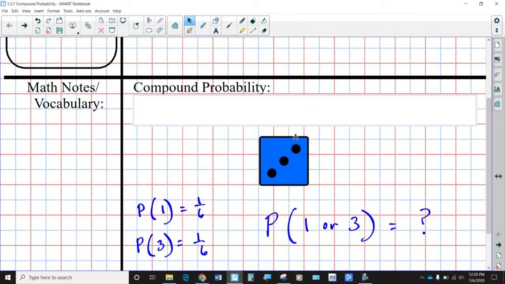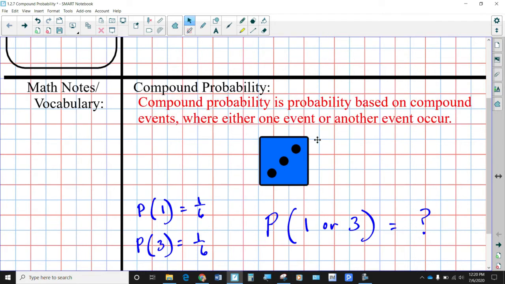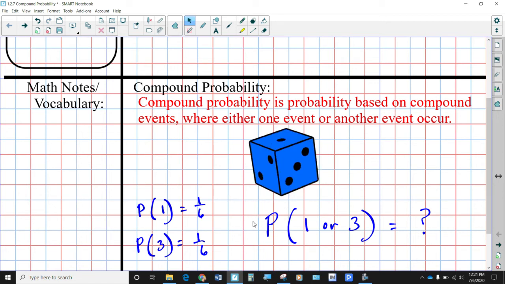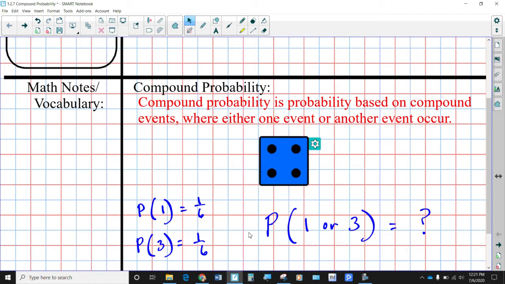And to define compound probability, there you go. Compound probability is probability based on compound events, more than one event, where either one event or another event could occur. So if you consider rolling the die, this is a 6-sided die. You roll it, you can get anything from 1 to 6, and you've got a 1/6 probability of getting any one of those particular numbers.